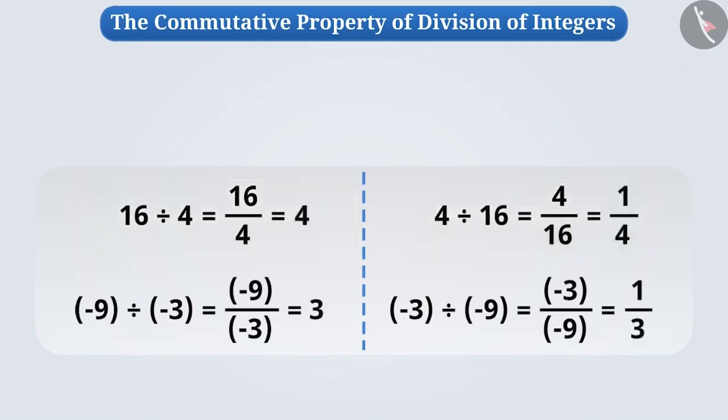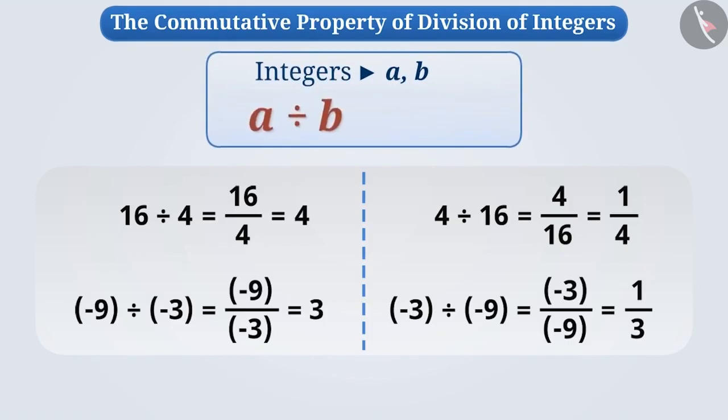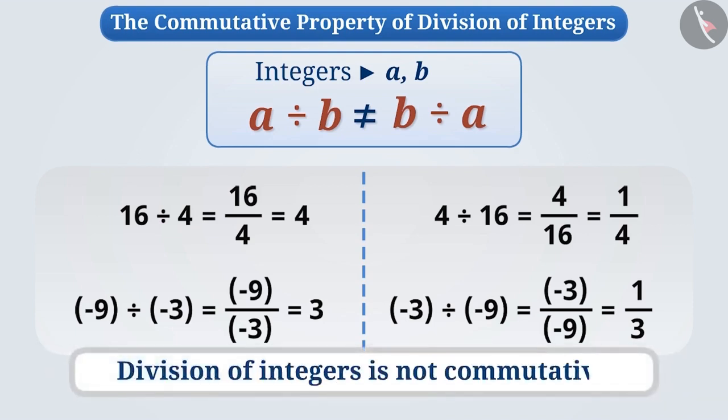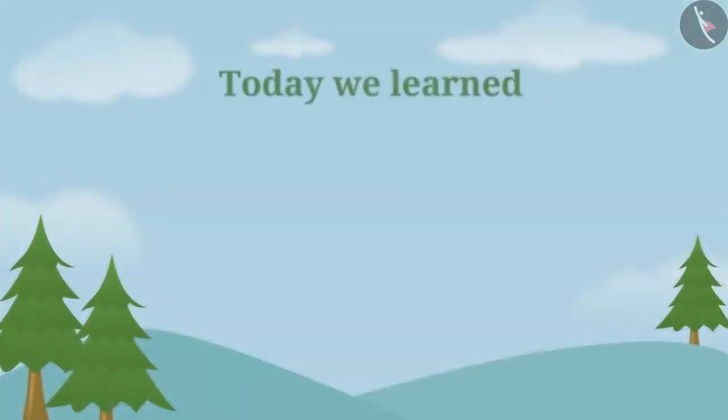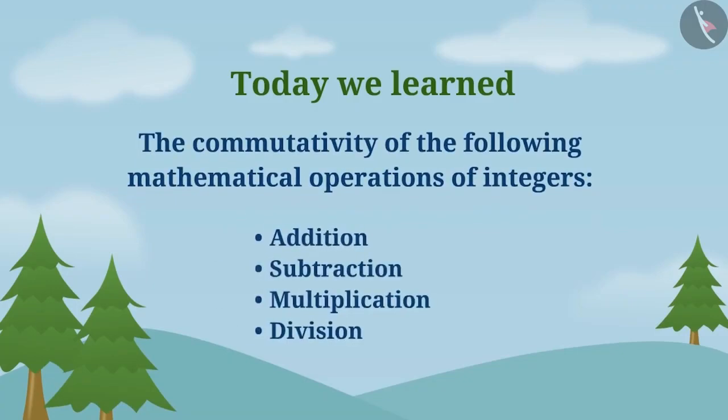This shows that the result of division of any two integers is not equal to the result obtained by changing their order. That is, the division of integers is not commutative. So today we learned the commutativity of the following mathematical operations of integers. In the next video, we will understand this concept better with the help of a few examples.